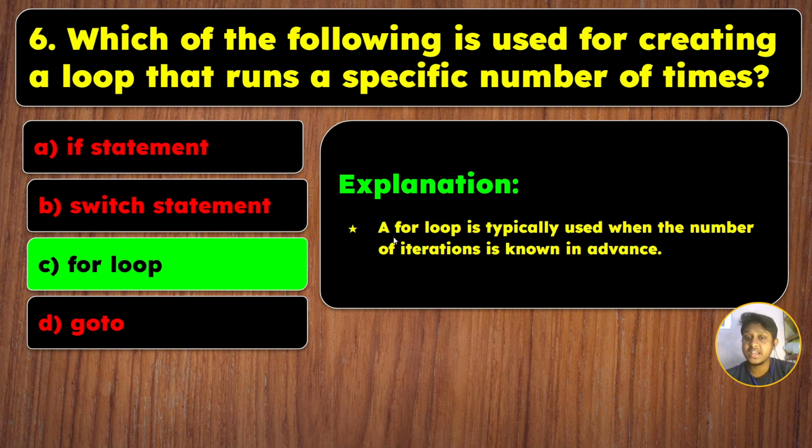So as you can see, a for loop is typically used when the number of iterations is known in advance. So using a for loop, we can specify the number of iterations.